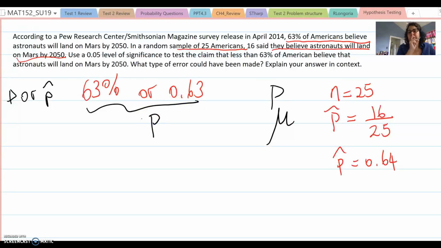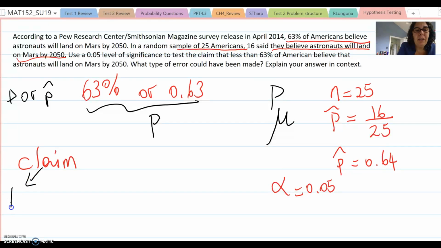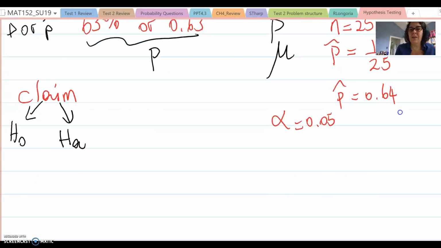Okay. Now let's carry on. Use 0.05 level of significance. Okay. Then alpha will be 0.05. Test the claim. Okay, there is a claim. And remember this. Claim can go to H null. Claim can go to H alternative. There is no restriction or rule for that. But we will test the claim what? Less than 63%. Okay, let's mathematicize that sentence.